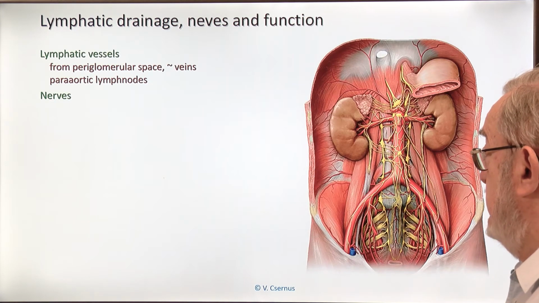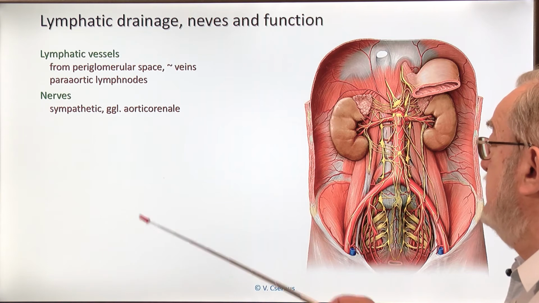The kidney also has nerves. These nerves are autonomic nerves and belong to the sympathetic system.